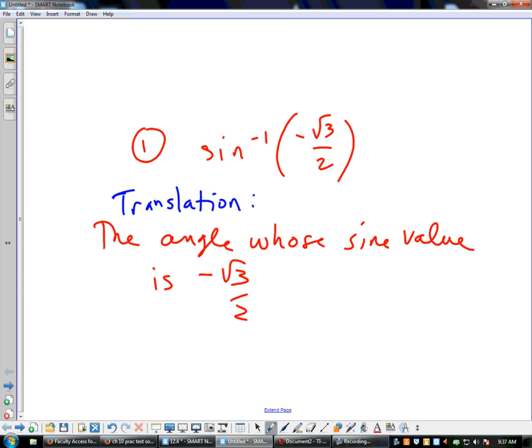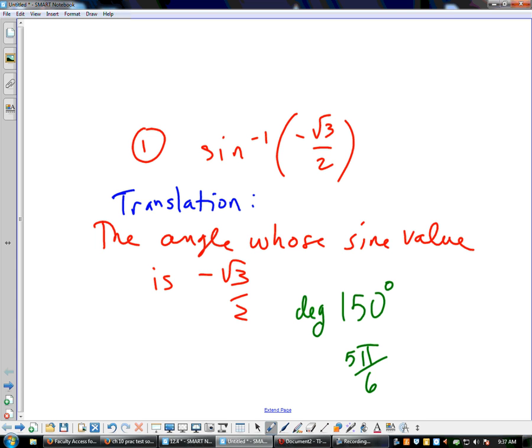Right, so on your unit circle, what angle has a sine value of negative square root of 3 over 2? 150 degrees. Do people agree? What is that in radian mode? 5 pi over 6. Do people agree with that? Yes, if you look at your unit circle.